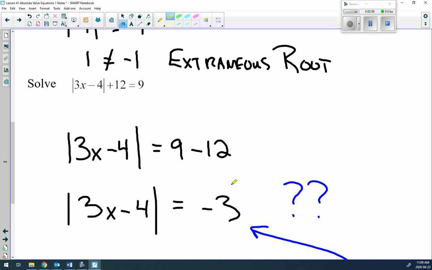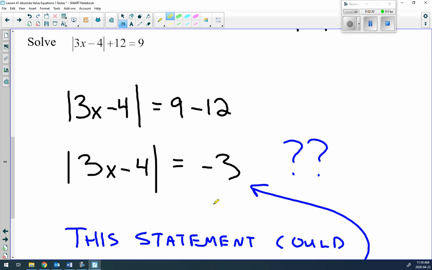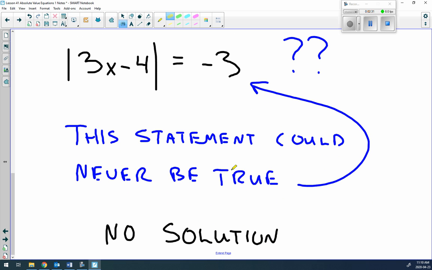Okay, we'll do another one here. Now, move the 12 first. Let's just move the 12 over to the other side. 9 minus 12, negative 3. Whoa, stop. We don't have to do any of the work here, because no matter what happens, when we take the absolute value of this 3x minus 4, can we ever end up with a negative? No, not in this case. So this statement could never be true. So we have no solution. So do a bit of work off the top, and you might find out you don't have to do any more work, because you can realize there's no solution.